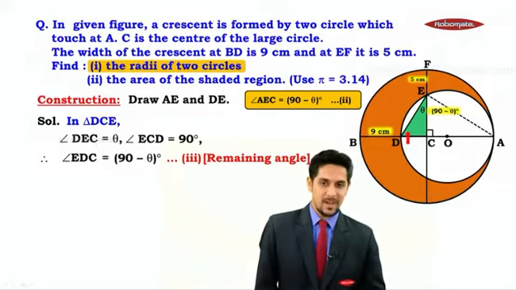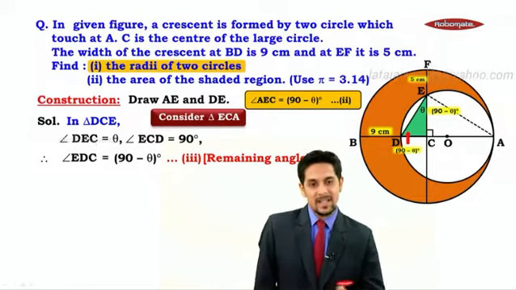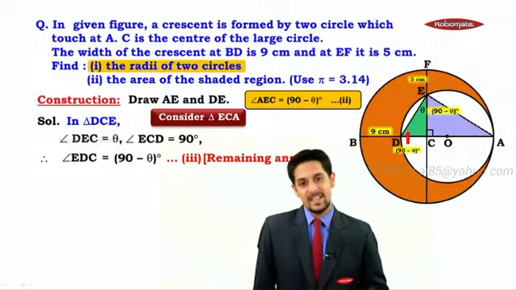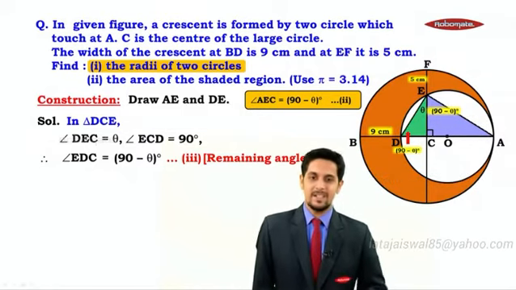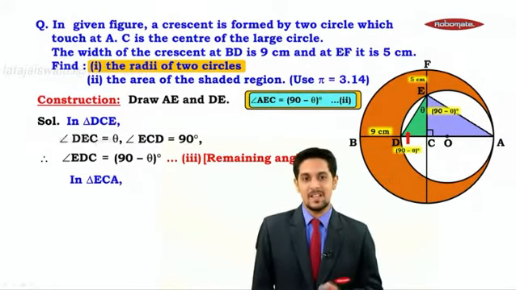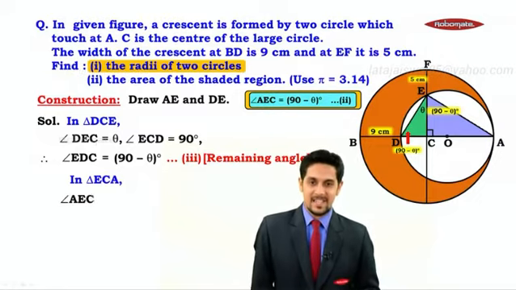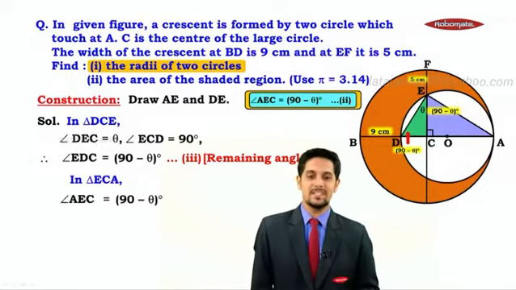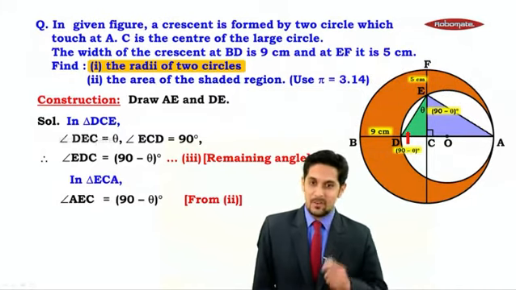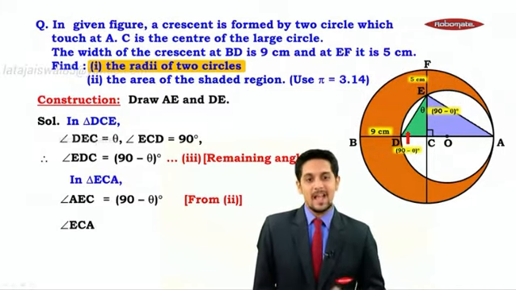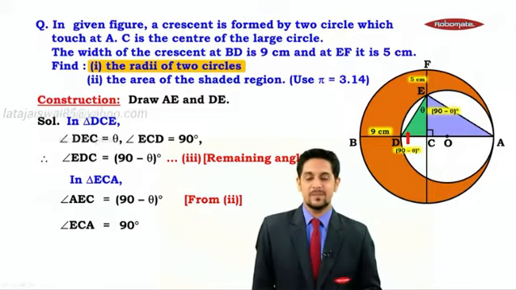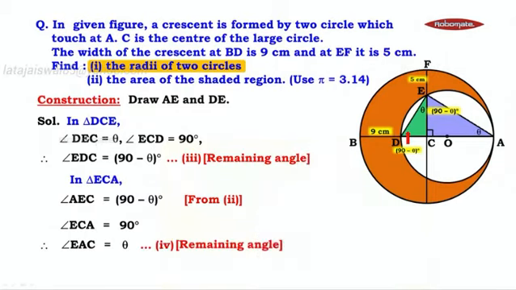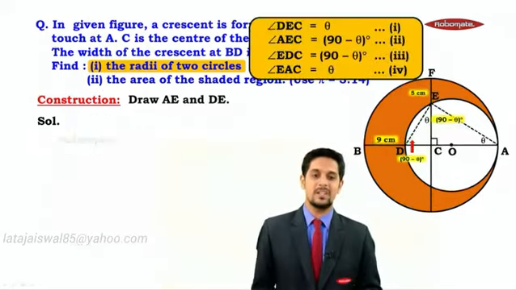Now students, after this triangle, let us consider the adjacent triangle, that is triangle ECA. Also in triangle ECA, we have a similar situation, where angle AEC is equal to 90 minus theta. That is from equation number 2, which we have already written. Angle ECA is equal to 90. Therefore, we can say the remaining angle, that is angle EAC, will be equal to theta. That is equation number 4.